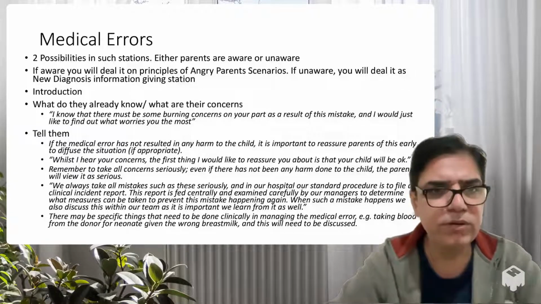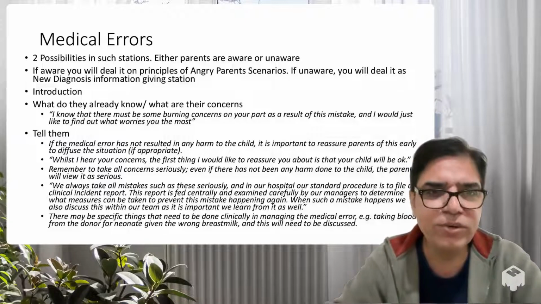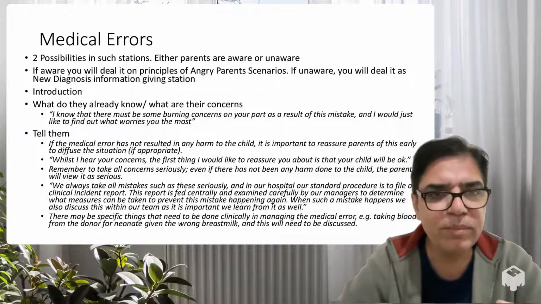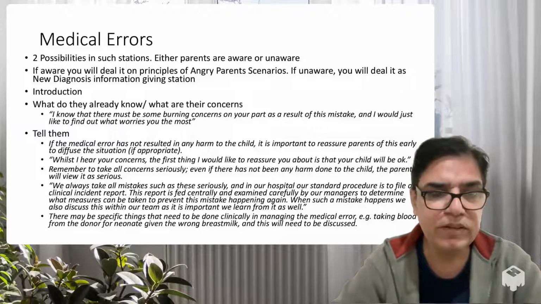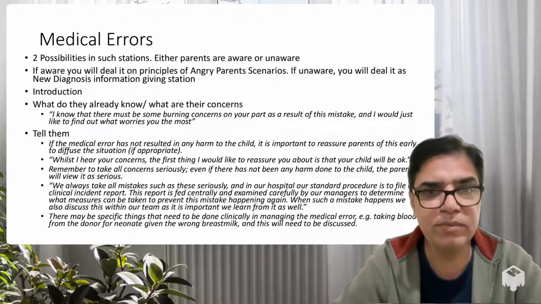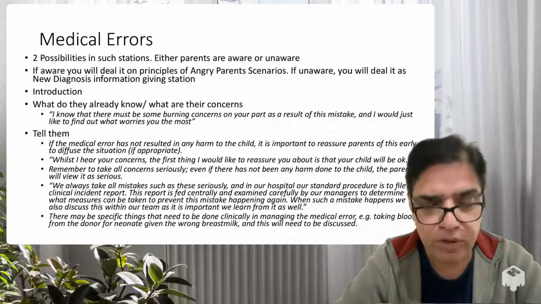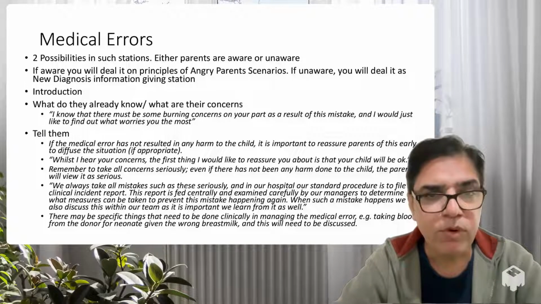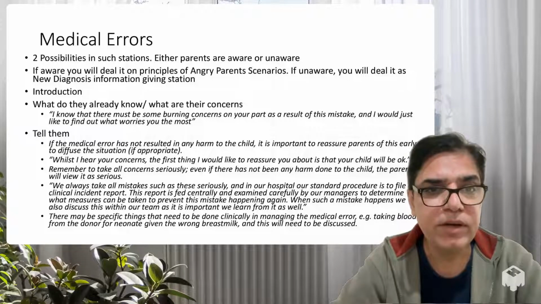So again, you start with introduction, and then you ask them what they already know, or how their child is doing. Okay, my child is doing well. Okay, we're happy. And then if they know something, you will say that, okay, well, you are aware of this thing, that this mistake occurred, somebody gave them a higher dose, and I would like to tell you more about it, why this happened, and what we can do further to make sure that this thing doesn't happen in the future.